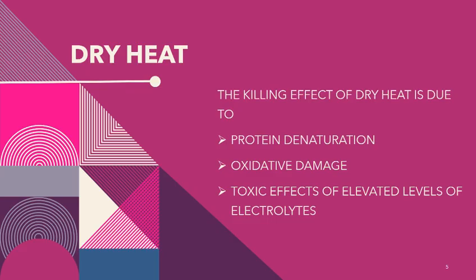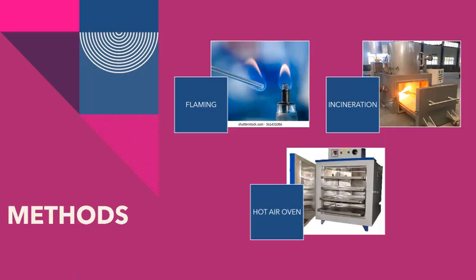And the oxidative damage is caused to essential molecules like proteins, nucleic acids, lipids, and enzymes, and it disrupts the metabolism and structural integrity, leading to cell death. And toxic levels of electrolytes: the imbalance in the concentration of electrolytes inside the cell leads to cell death. The methods of dry heat include direct flaming, incineration, and the hot air oven method.